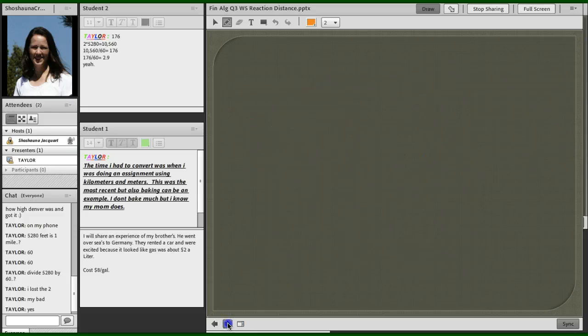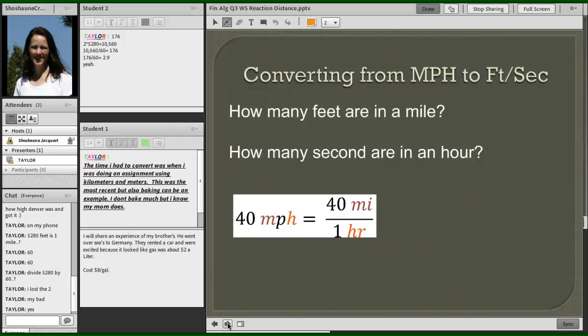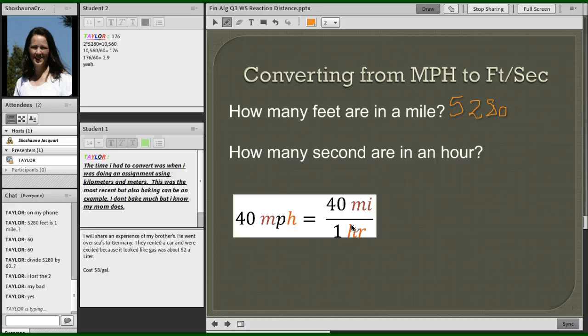So now what we're going to do is look at it in terms of how our assignment will use it. We already talked about how many feet are in a mile, and you already told me that was 5,280. And then how many seconds are in an hour? You know how to do that. But you know how to find it, right?